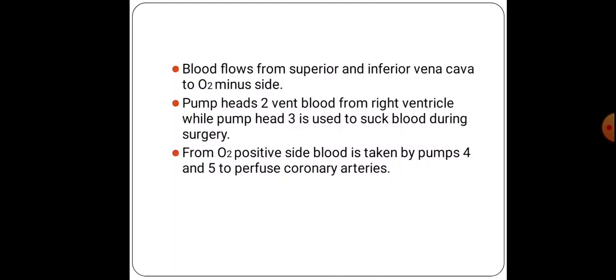So the blood flows from the superior and inferior vena cava to the O2 minus side, which is given to the reservoir. Pump head 2 collects the deoxygenated blood from the right ventricle, and pump head 3 is used to suck the blood during surgery, which is the leakage blood or any other blood during the surgery. From the O2 positive side, it is taken by pumps 4 and 5 to perfuse the coronary arteries, because 4 and 5 are used to supply blood to the coronary arteries.